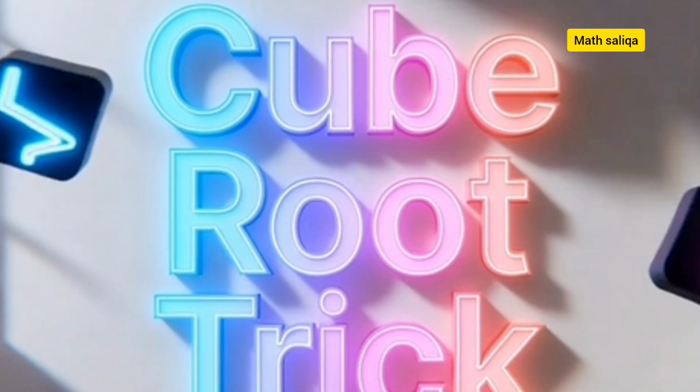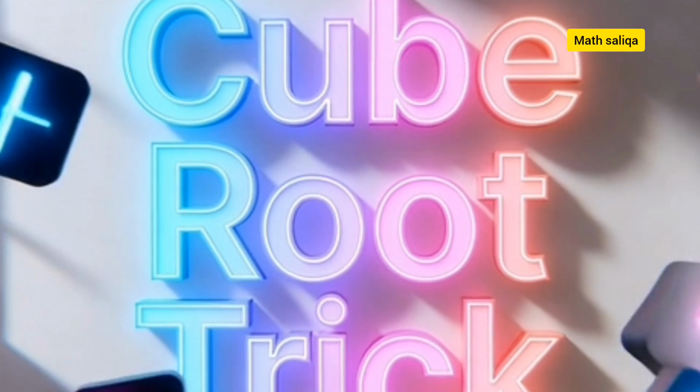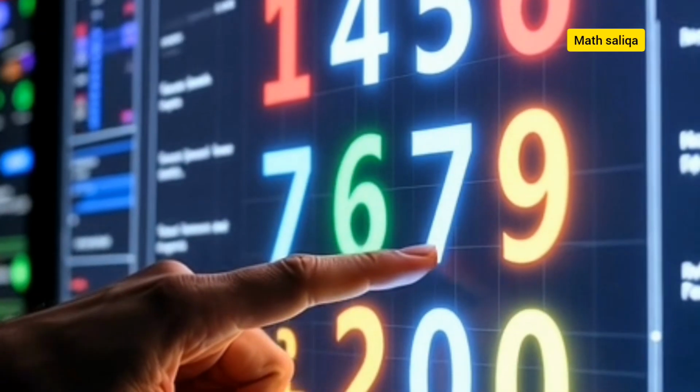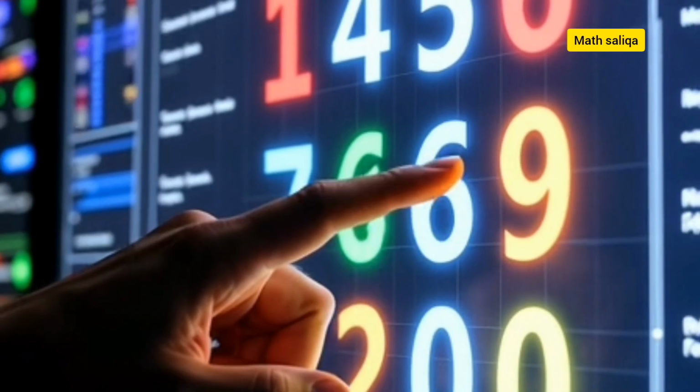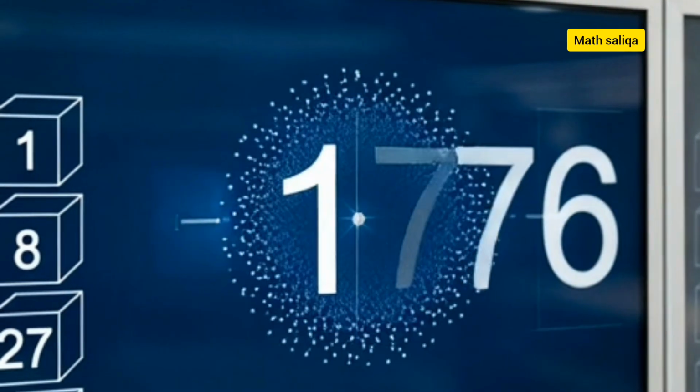Do you struggle to find cube roots fast? Today, I'll teach you a simple logic trick to find the cube root of any perfect cube in just seconds. First, look at the last digit of the number. Every cube ends with a specific last digit.